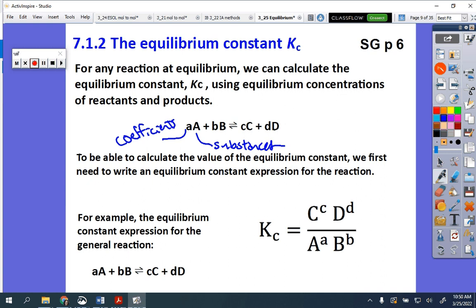I actually like, and I think your study guide does this, to write this with the square brackets, which means concentration. The reason it's not written like this here is because we don't always measure concentration as our example of rate.